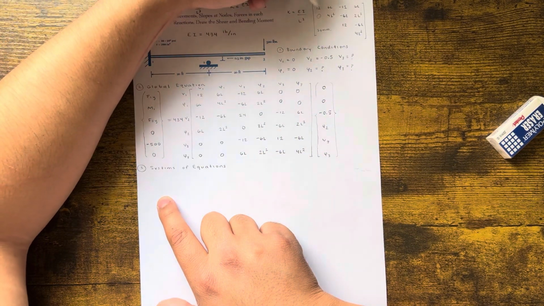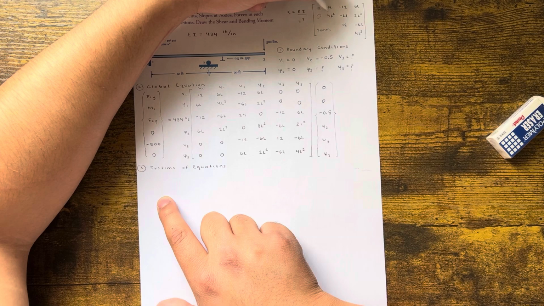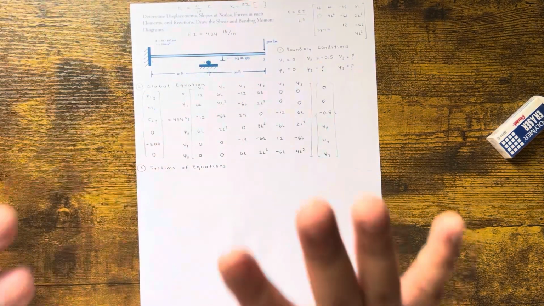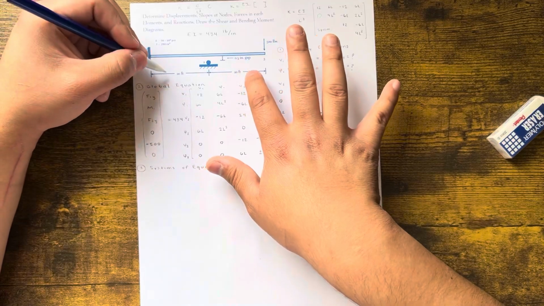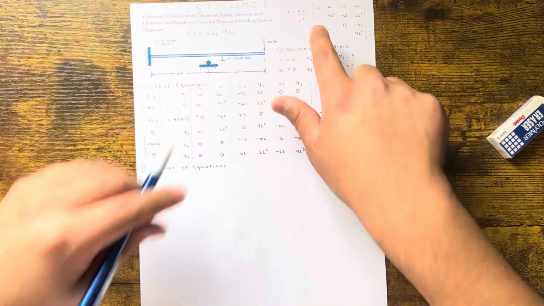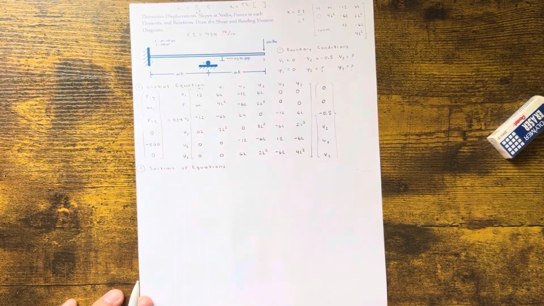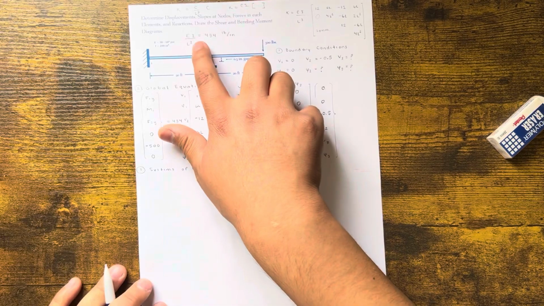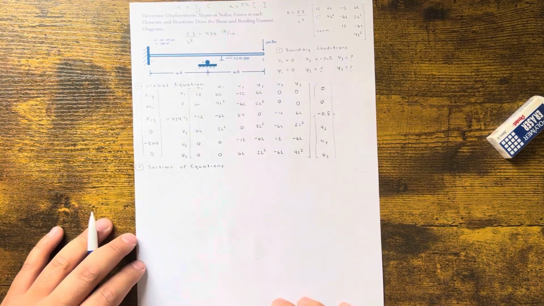So 12 divided by L cubed, 6L divided by L cubed. All these numbers divided by L cubed. That's only if your elements vary in size. If they don't, no big deal. You can just pull it out and keep it outside, okay? Like we did here. And my bad, this is L cubed. There you go. Boom. All right.